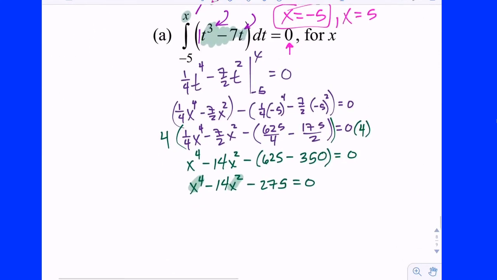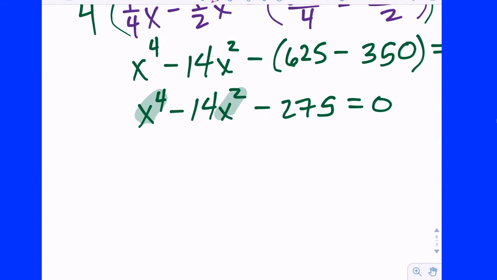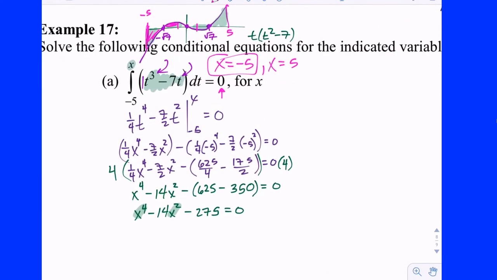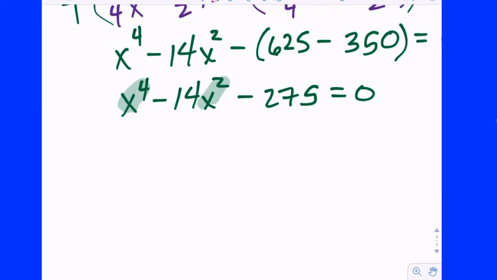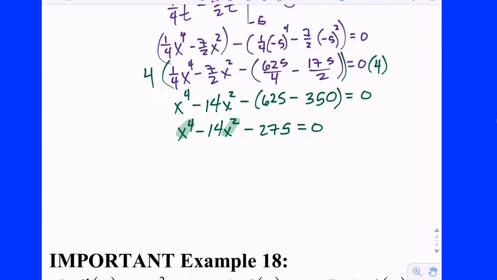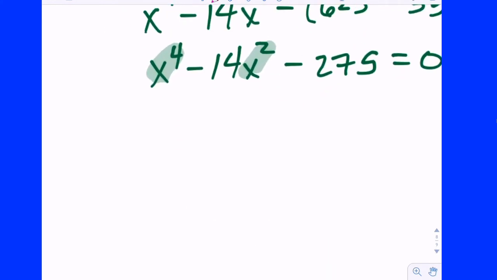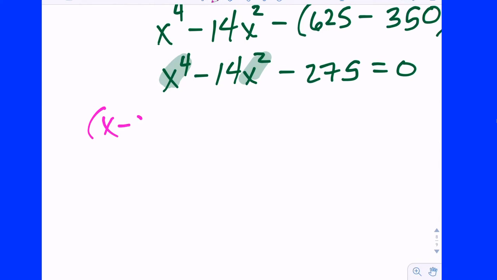Well, look what this degree is. It's a 4. Huh, surprise. Now, we could use the fact that we know two of the solutions to help us factor this, or synthetically divide it out, whichever you want to do. Because if negative 5 and 5 are roots, this is going to factor into x minus 5 and x plus 5 times something else.